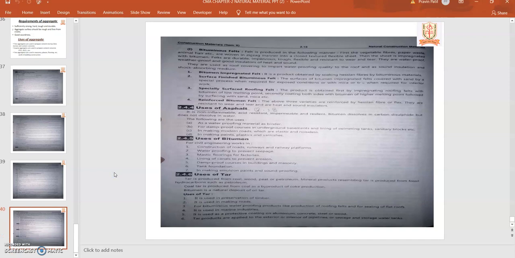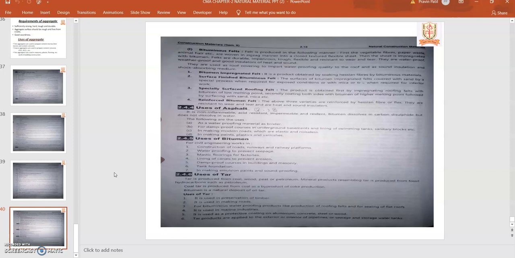Then bituminous felt is produced in the following manner. First, vegetable fiber, paper waste, animal hair etc. are woven in a zigzag manner into a closed texture of flexible sheets. Then these sheets are impregnated with bitumen. Felts are durable, impervious, tough, flexible, and resistant to wear and tear. They are waterproof and they are used for roof covering to impart waterproofing quality. So bituminous impregnated felt is produced by soaking resin fiber in bituminous material.